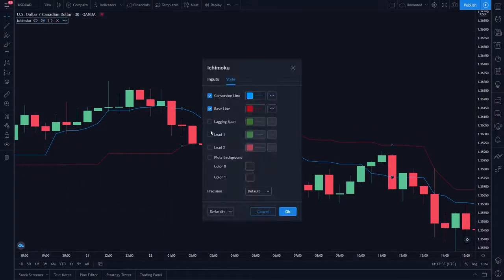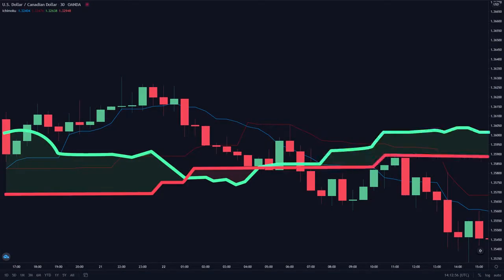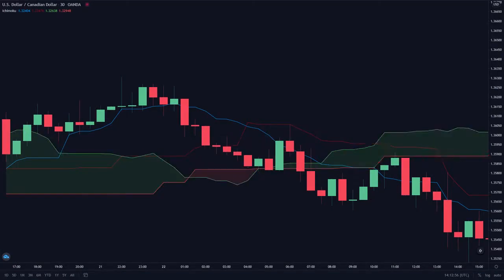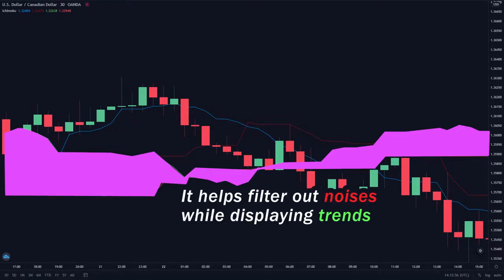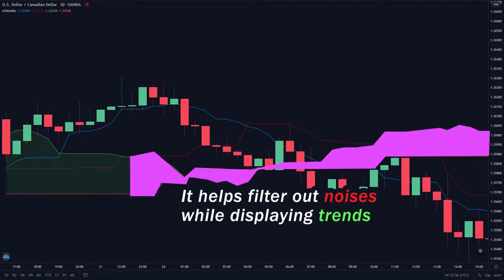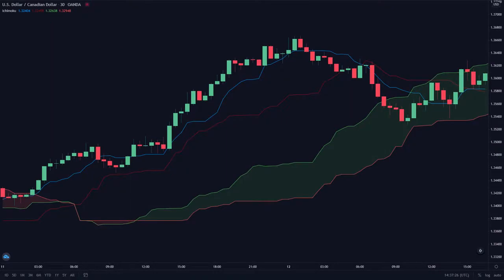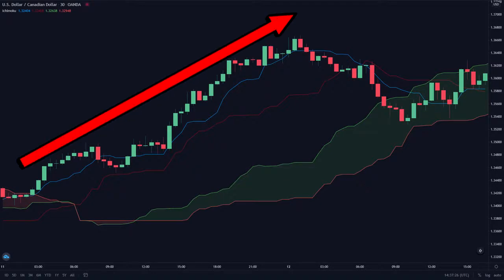Next, we have these two lead lines, also known as the Senkou spans. These two lines form what's called a Kumo cloud. The Kumo cloud is what stands out in the Ichimoku indicator because it can help filter out noise while still displaying trends. Usually, when the price is on a trend, the cloud will also be heading towards that direction. For example, if the price is on a strong bullish trend, the direction of the cloud will also follow upwards.